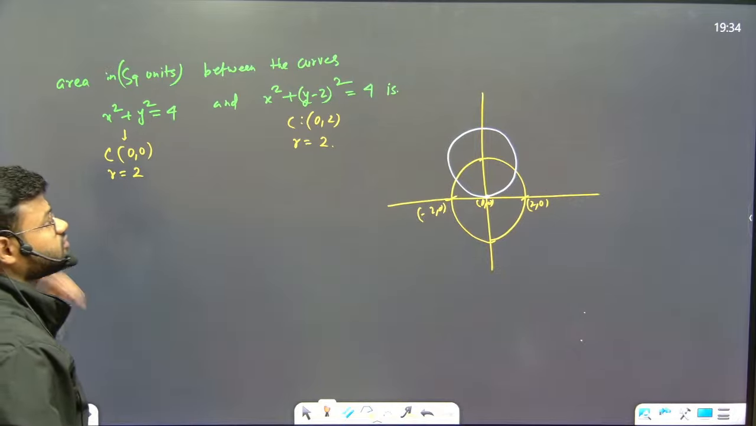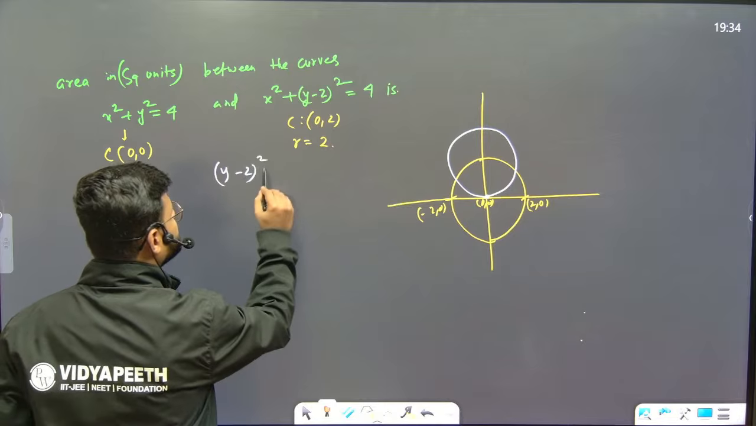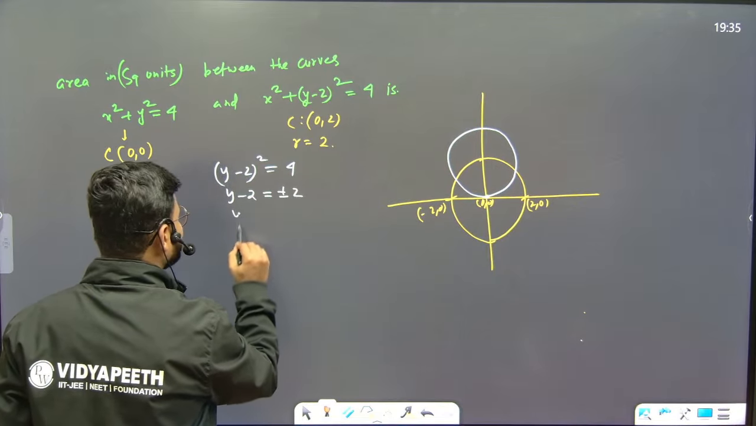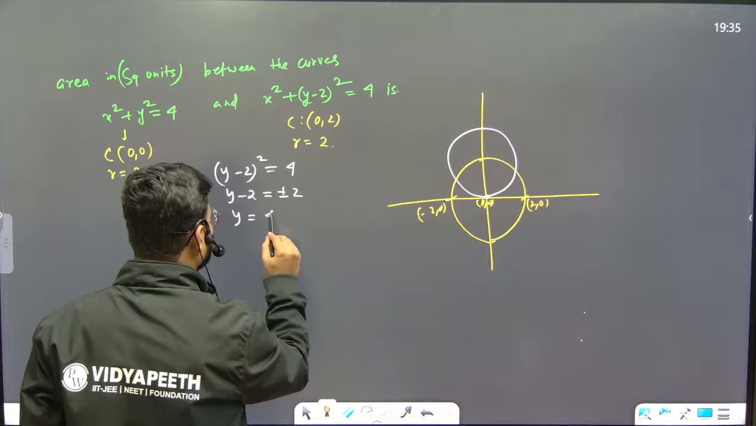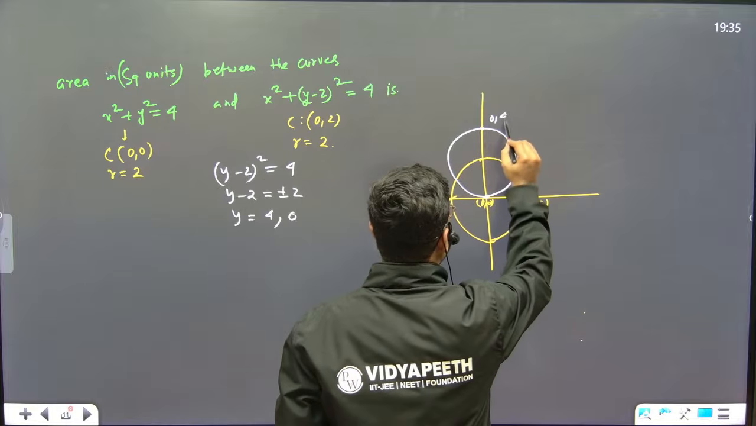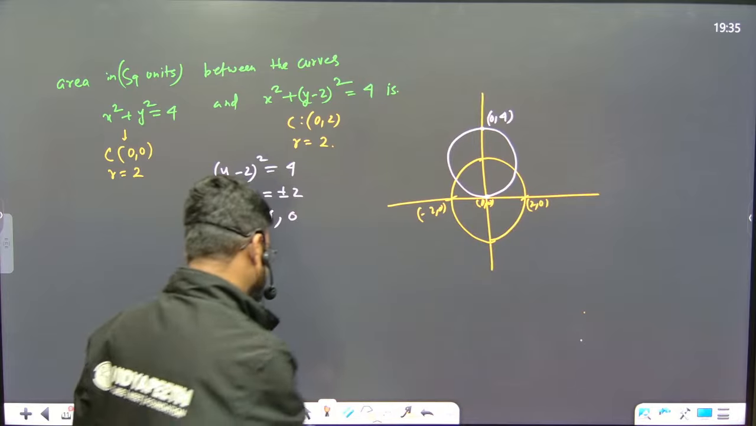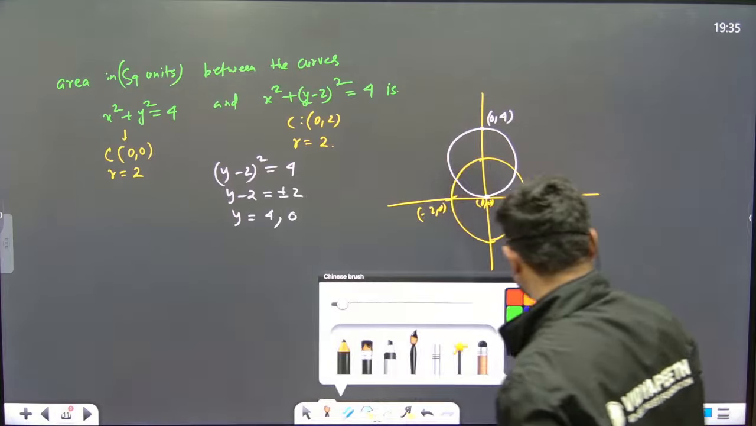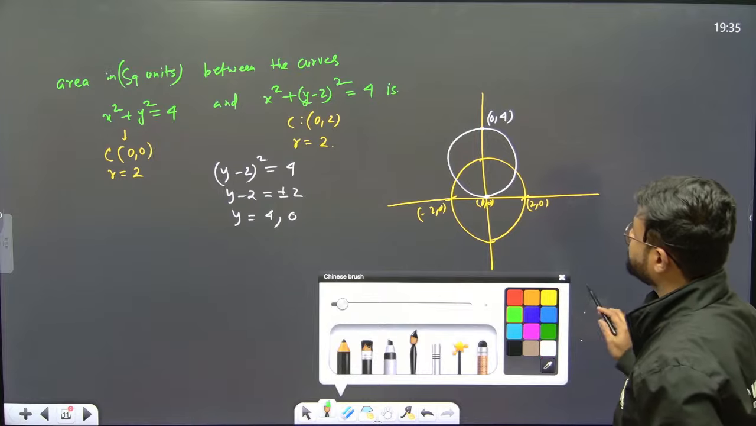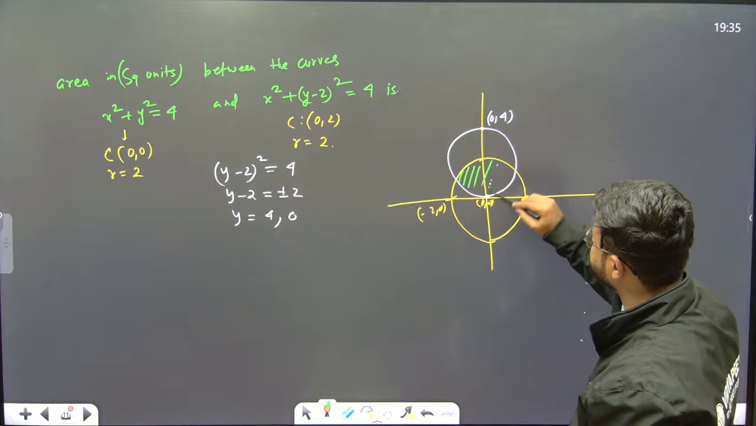When I put x equal to 0, I am getting y minus 2 whole squared equal to 4. So y minus 2 is equal to plus or minus 2. So y will be equal to 2 plus 2, that is 4, and minus 2 plus 2 is 0. So these are the points of intersection, 0 comma 4 and 0 comma 0. This is how I have drawn the diagram. It is touching the x-axis at the center. Now we have to find the area bounded between these two curves, that is this region.